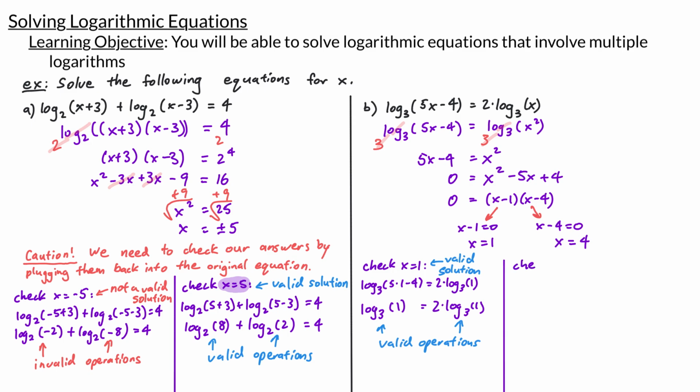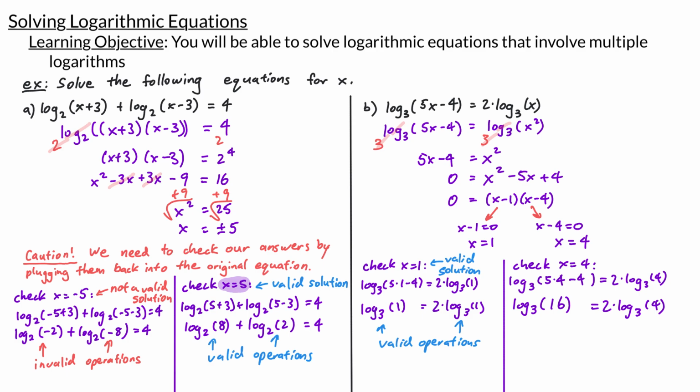Let's now check our other solution, x equals 4. Plug that into your original equation. You have log with base 3 of 5 times 4 minus 4, and on the right-hand side, 2 times log with base 3 of 4. On the left, we have log with base 3 of 20 minus 4, which is 16. And on the right, we have 2 times log with base 3 of 4.